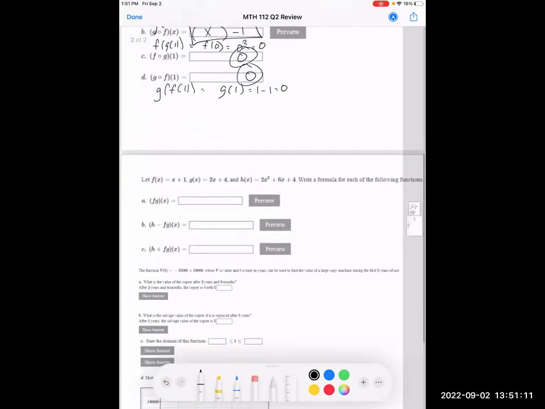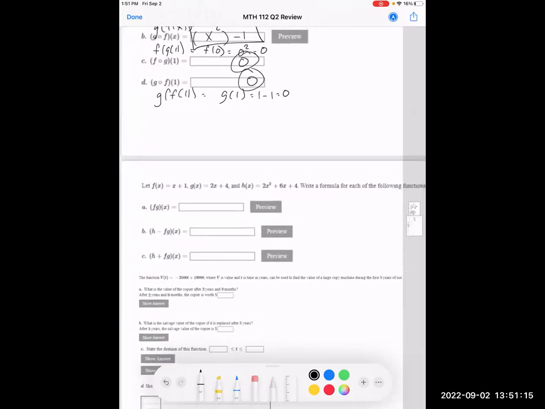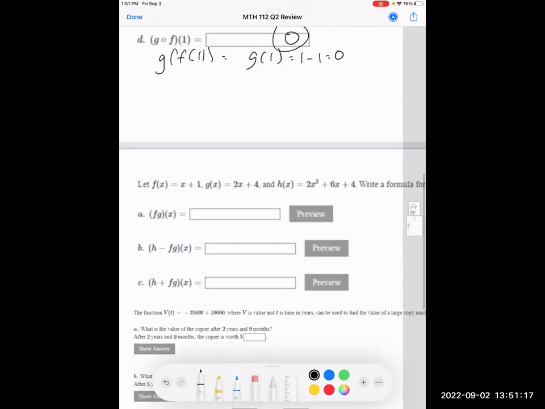Okay, so then you're asked to do some operations with functions. A says take f times g. So f times g would be x plus 1 times 2x plus 4. And you can multiply this out to get 2x squared plus 2x plus 4x plus 4, which equals 2x squared plus 6x plus 4.